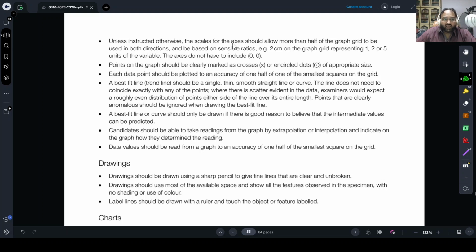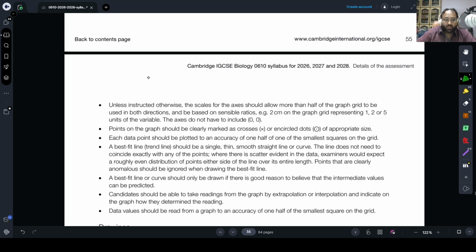Unless instructed otherwise, the scales of the axis should allow more than half of the graph grid to be used in both directions, right? So how do I show this? If this is your page, well, this is your graph actually. This is your grid. And so you need to use about this much also, at least. So you need to use more than half of the graph grid. So at least this much should be used.